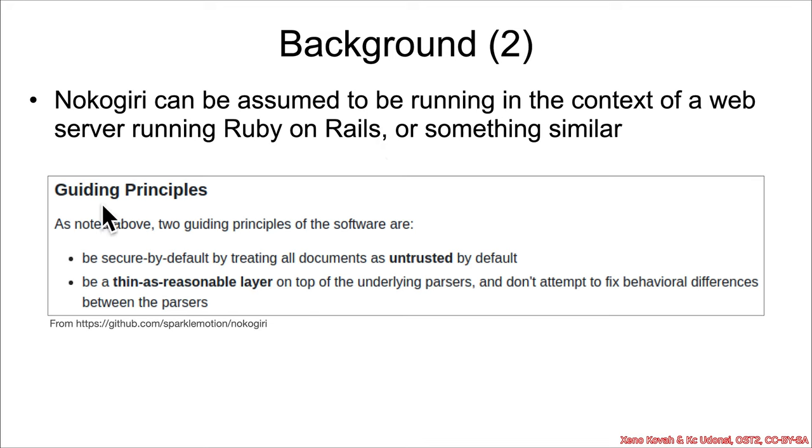And I would just point out that they've got their guiding principles listed on their GitHub, which includes things like be secure by default by treating all documents as untrusted by default. That's super appropriate. Good for them.